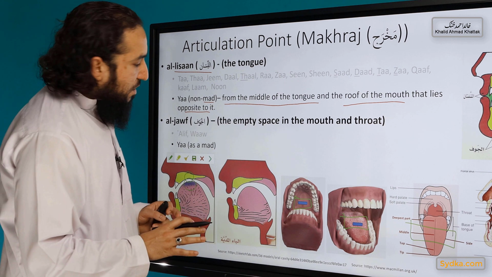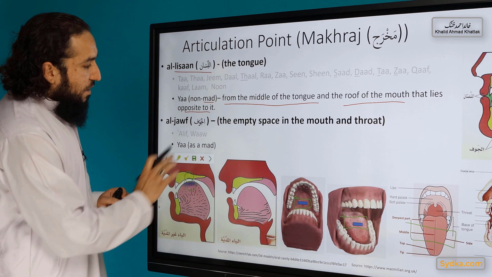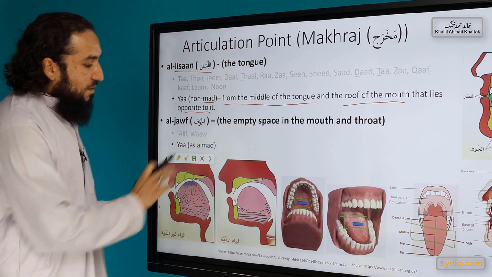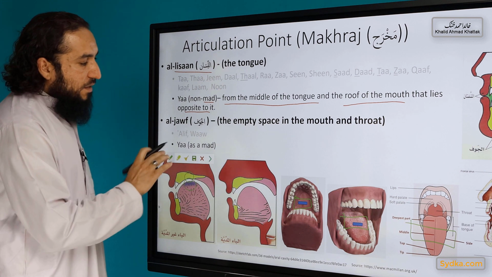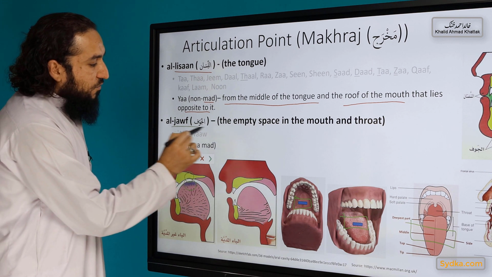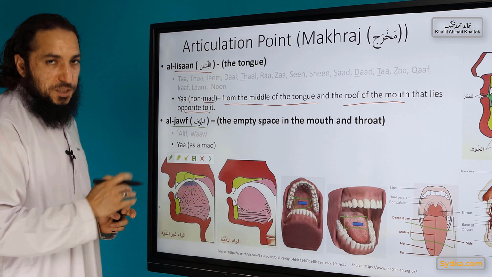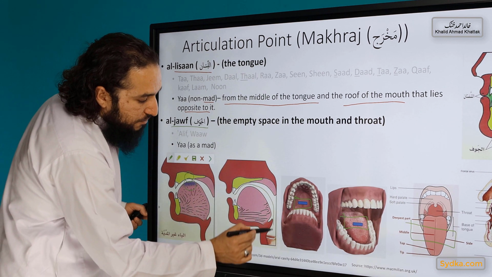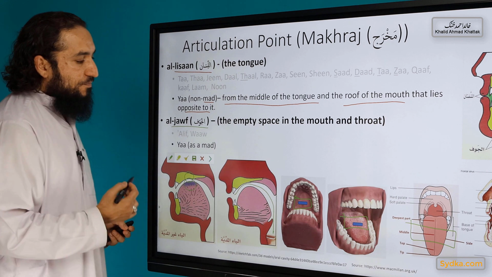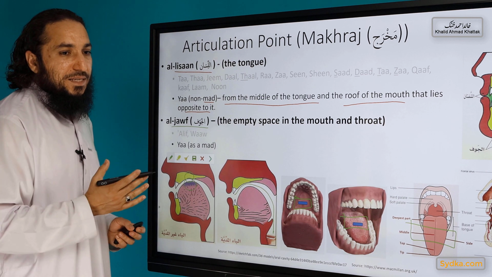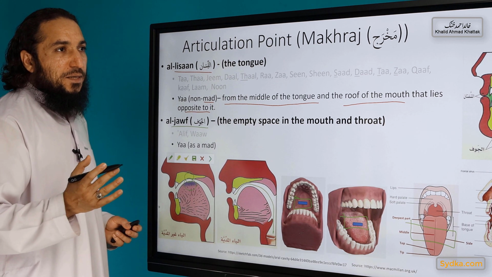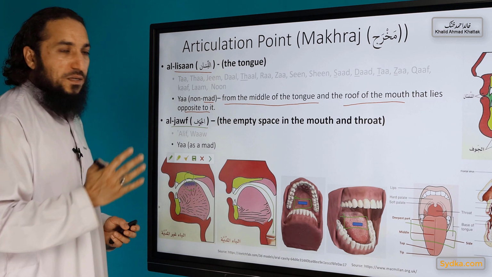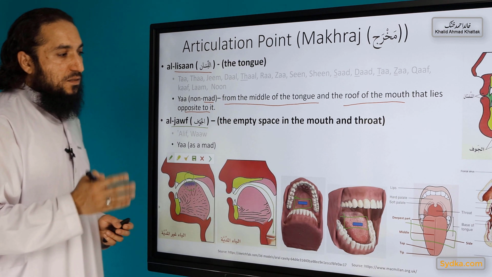That's one explanation. And if it is written as a mad or long vowel, then it is different. Then it's al-jawf, the empty space in the mouth and the throat. That is its makharij. For example, E, B, ki. The second part of all these words is the long vowel of ya.